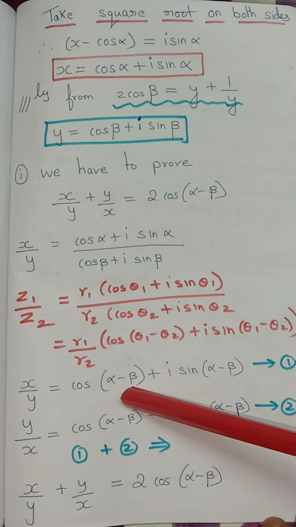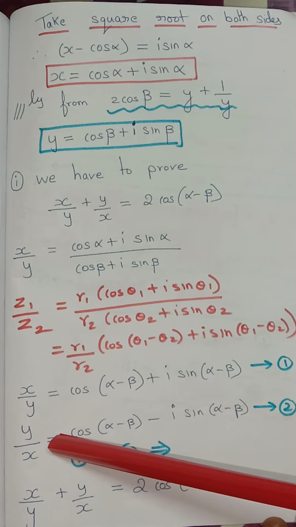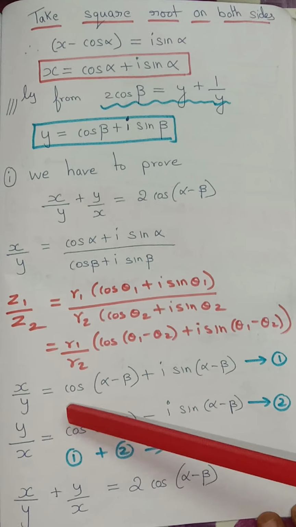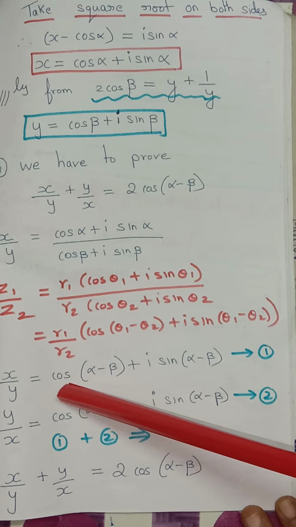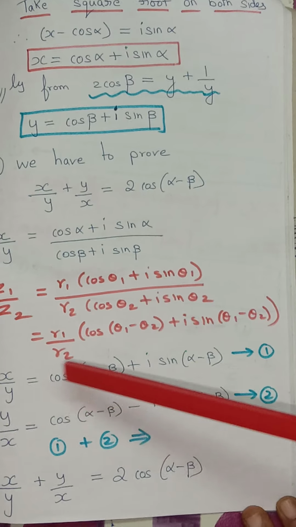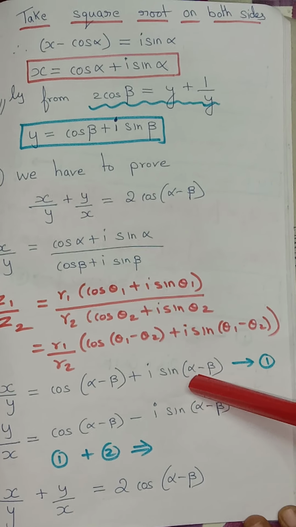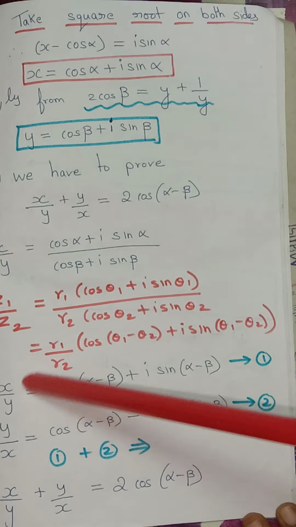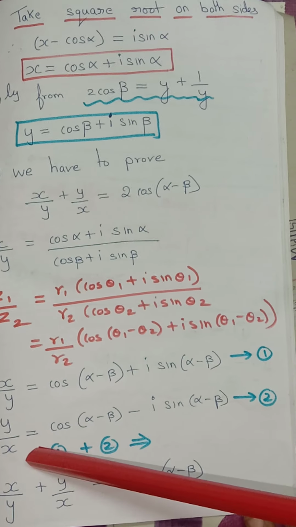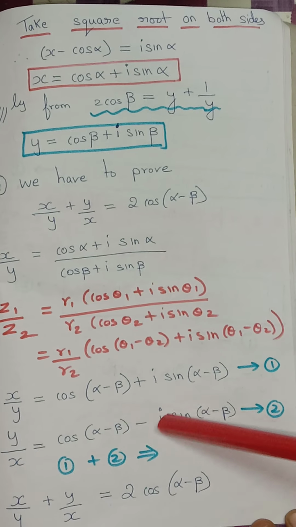Now x by y is this, which means easily I can find out the answer for y by x. Because if you find the modulus of this, what will you have? Cos square plus sin square is equal to 1. So whenever the modulus is 1, the y by x, or the reciprocal, is simply the conjugate.